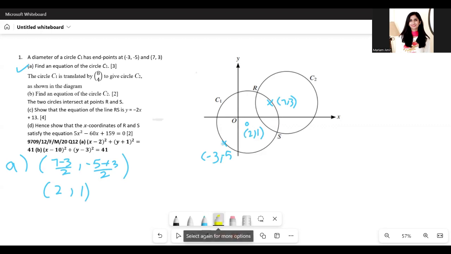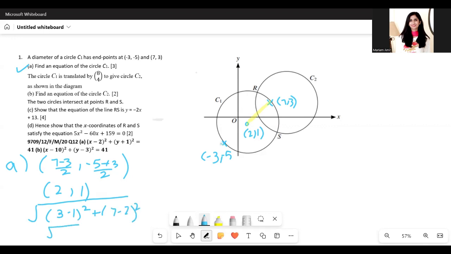And now you need the radius. So let's apply distance formula here. So I'm going to do square root y2 minus y1 whole square. So 3 minus 1 whole squared plus 7 minus 2 whole squared. Simplify this and you will get square root of 41.